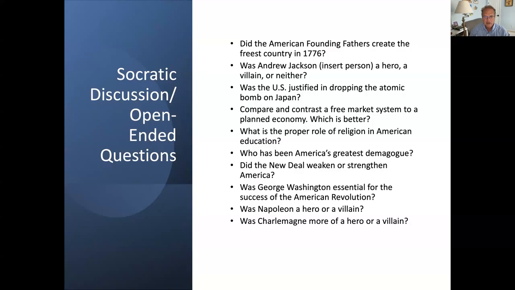Next question. Who has been America's greatest demagogue? Okay. So then kids learn what is a demagogue, how do demagogues work? They learn about demagogues in history, and then they view this in American history. Did the New Deal weaken or strengthen America?